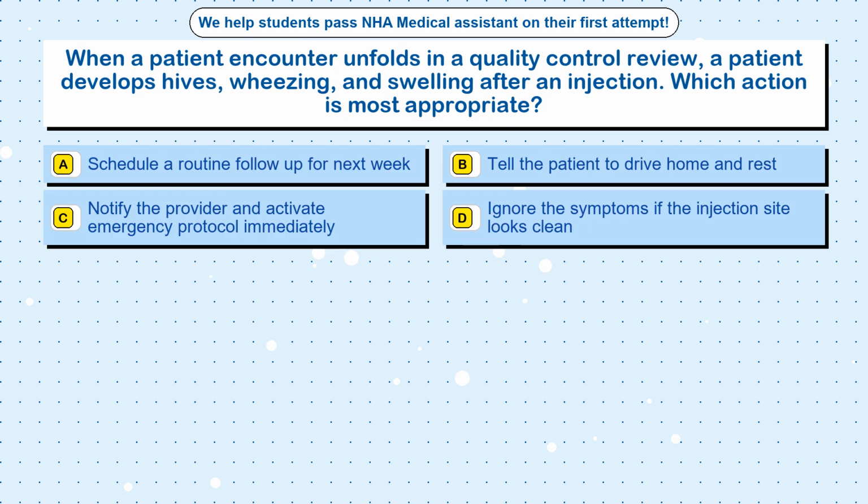Question 14. When a patient encounter unfolds in a quality control review, a patient develops hives, wheezing, and swelling after an injection. Which action is most appropriate? Option A. Schedule a routine follow-up for next week. Option B. Tell the patient to drive home and rest. Option C. Notify the provider and activate emergency protocol immediately. Option D. Ignore the symptoms if the injection site looks clean.